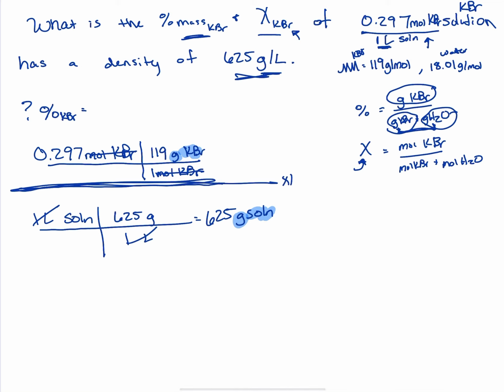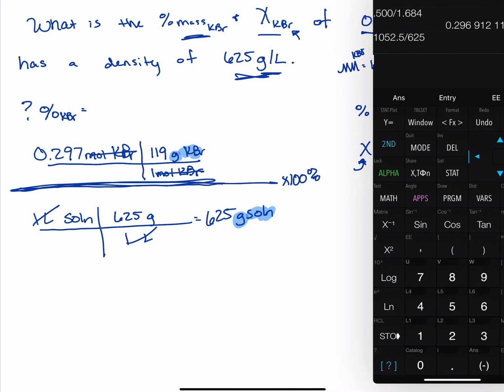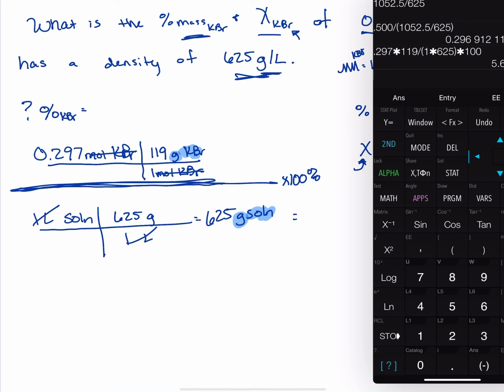Don't want to forget to multiply by 100%. When I put this in my calculator, I'll do the top and the bottom. So 0.297 times 119. And then that bottom number, if I hadn't solved it already, I could have put parentheses in and done the math like this, 1 times 625. But if you've already solved it, it's okay too. And then times 100%, and that gives me 5.65%. You might be thinking, that's slightly different from what you got earlier. Okay, this is a different problem. I am using very similar numbers, but I did round this one when I was working this problem.